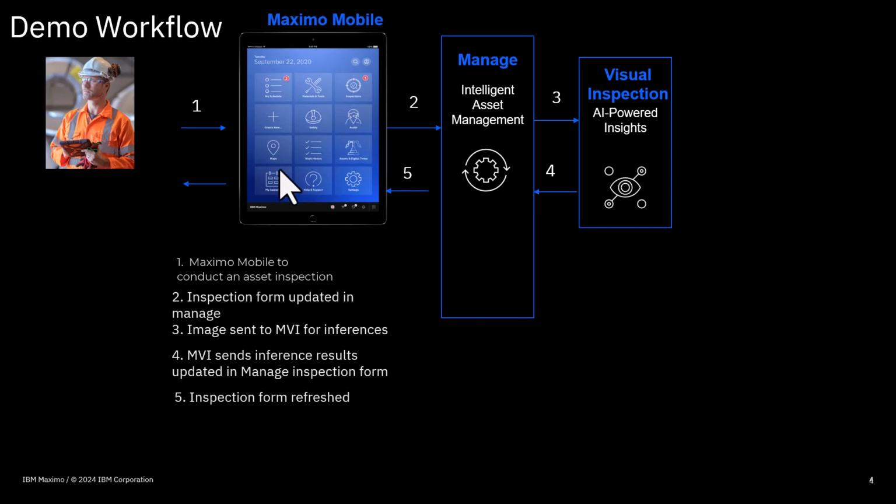And then the inspection form will be refreshed, or you can actually look at the inspection results through Maximo Manage as well through the web interface. Lastly, the technician is going to look at their inspection results, which have been annotated with the visual inspection inference results, and take action as appropriate. Okay. All right. With that, let's get into the demo.